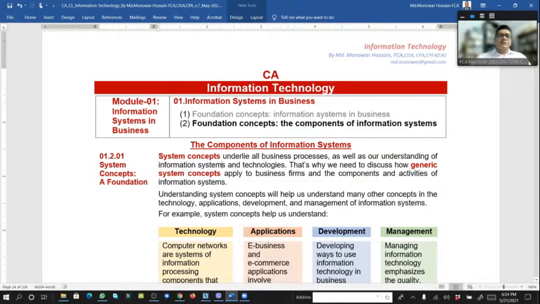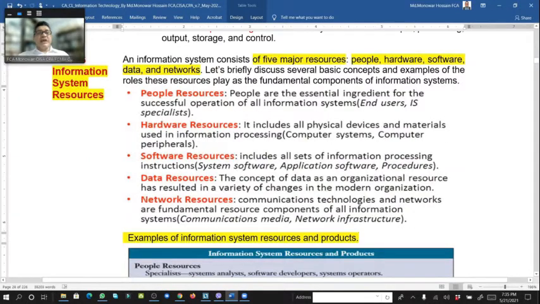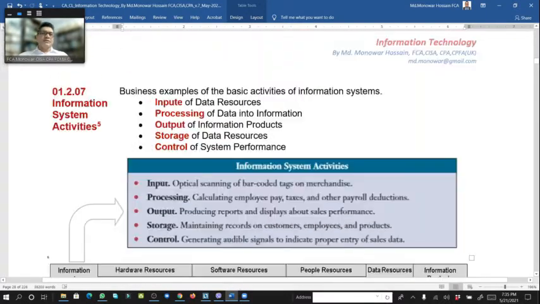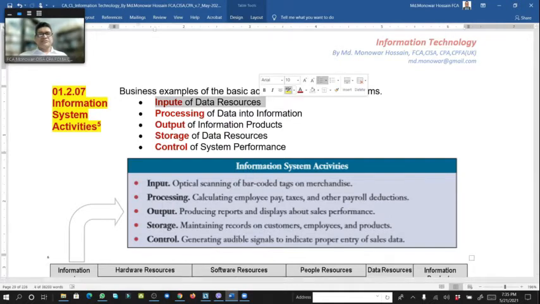In our chapter 1, Information Systems in Business, today we will discuss the components of an information system. There are only 5 types of resource: people, hardware, software, data, and network. If any question comes in that type, it is about the information system activities. A business example of the basic activities of an information system is input of data resources. These are the information system activities.